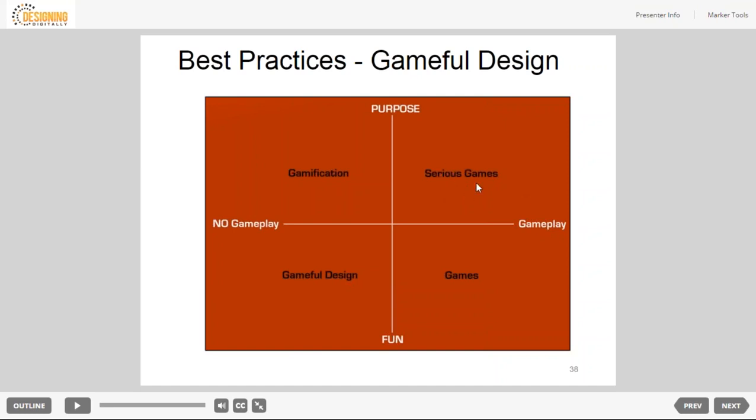The purpose of the air marshaling game was to teach them to get better and more skilled at doing the air marshal signals. So it had a purpose, and the gameplay was to do the obstacle course. If it has gameplay and is just for fun, that's a game. So that's what Assassin's Creed was.